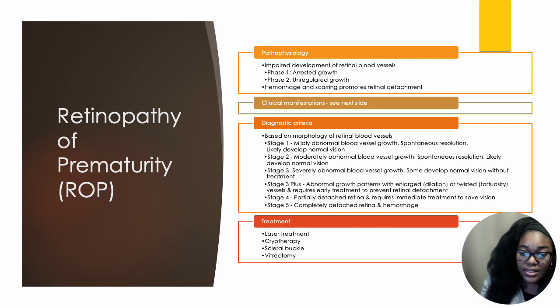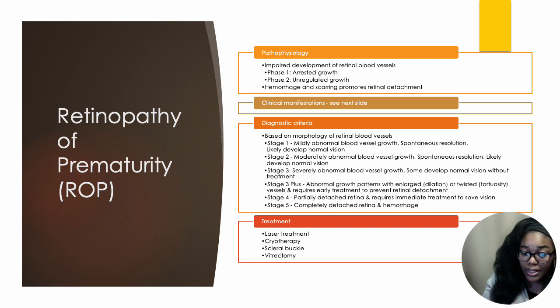As far as the diagnostic criteria, they do have several stages. I'm not necessarily testing you on these stages, but just know that this is a progressive disease, and you can flow anywhere through these multiple stages. So stage one is mildly abnormal vessel growth, but it may resolve. And most likely you can develop normal vision if you're in a stage one. Stage two, you have abnormal blood vessel growth, but you can also develop normal vision here as well. Stage three is severely abnormal blood vessel growth, and some develop normal vision and some don't. So this is where you have that middle of the road.